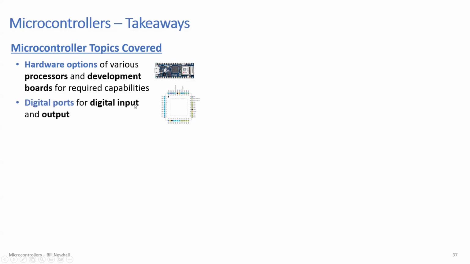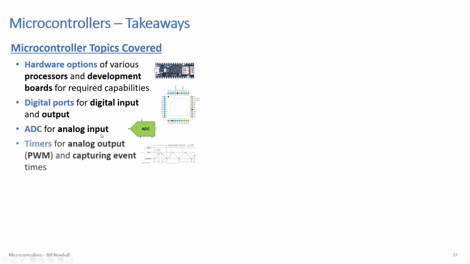Digital ports for digital input and output are commonly used, so select a board with the right number of ports. We talked about ADCs, analog to digital converters, to take analog input, and timers for producing analog outputs like PWM or for capturing event times. And we talked about interrupts to asynchronously respond to events and have things happen on certain events.